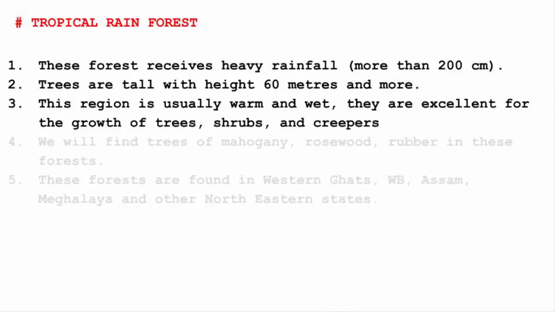The words warm and wet are mentioned because tropical. The meaning of tropical is where there is ample of sunshine. That's why it's very warm over there. And wet because it's tropical rainforest. So if there is rain, it has to be wet.